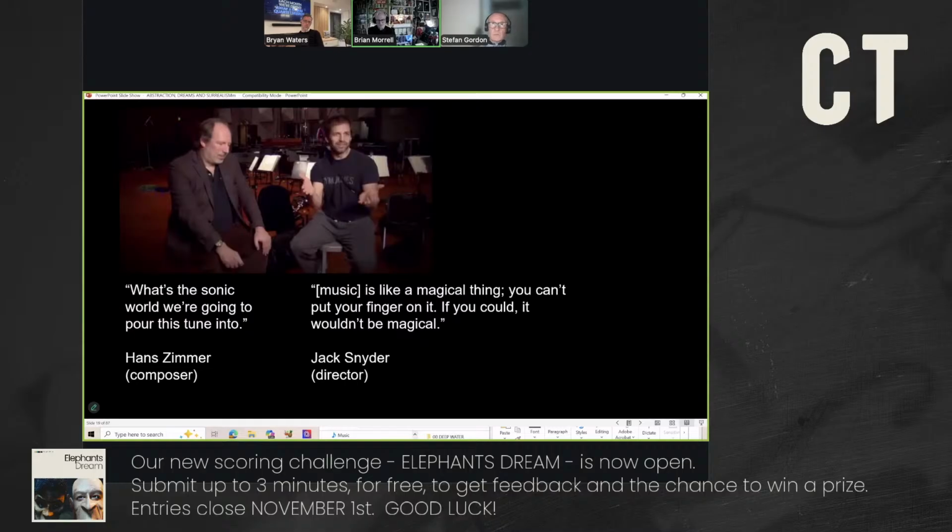We've also got this conversation here with Zack Snyder, the director, who said music is like a magical thing. You can't put your finger on it. If you could, it wouldn't be magical. I've featured that because that's the exact opposite of how film composers need to think. That might be how Zack Snyder thinks, but how composers think is it's not magical. If it was magical, then it would never happen.